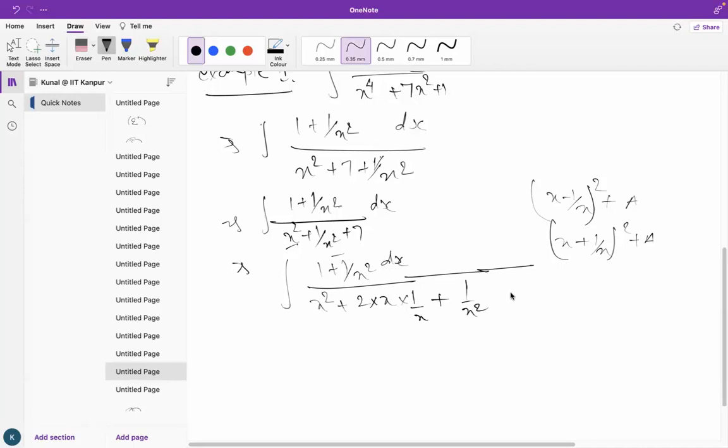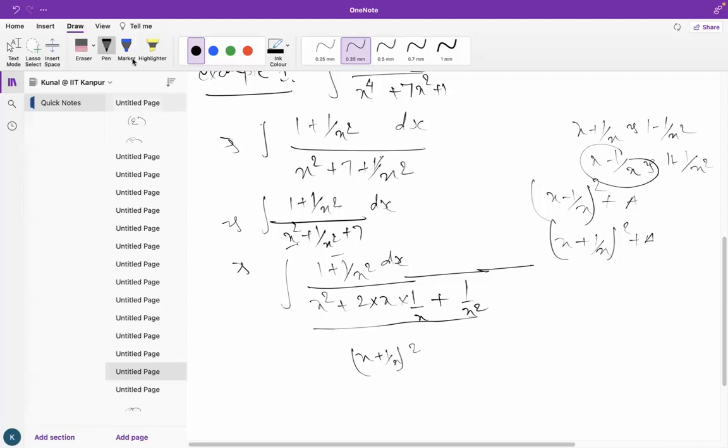You can do anything you want, but we have to notice that the differentiation of x plus 1 by x is 1 minus 1 by x square. Here the integrand would lead to conversion into x plus 1 by x square. But in the numerator, our term is 1 plus 1 by x square. So we have to convert to x minus 1 by x, whose differentiation is 1 plus 1 by x square. So we have to create x minus 1 by x whole square, a perfect square, and put a minus here.